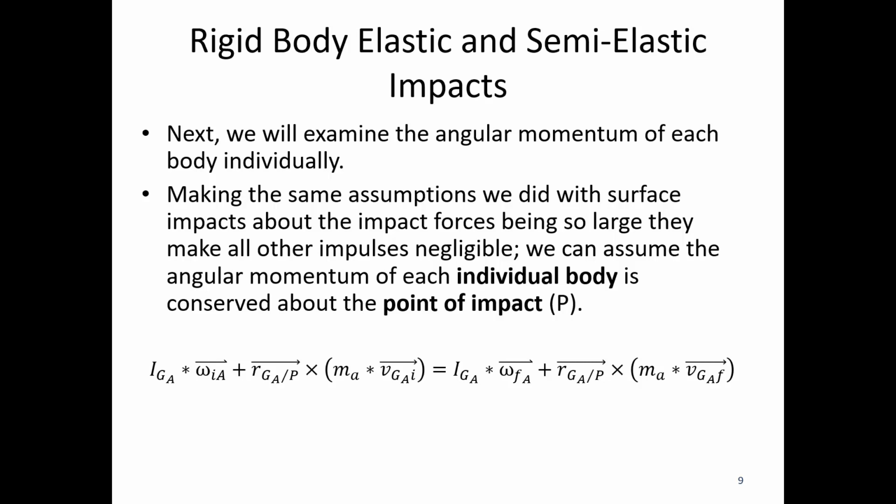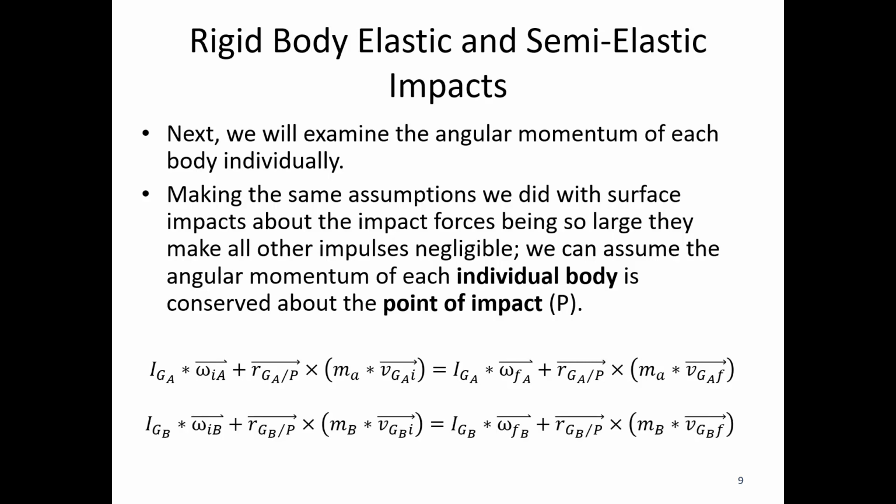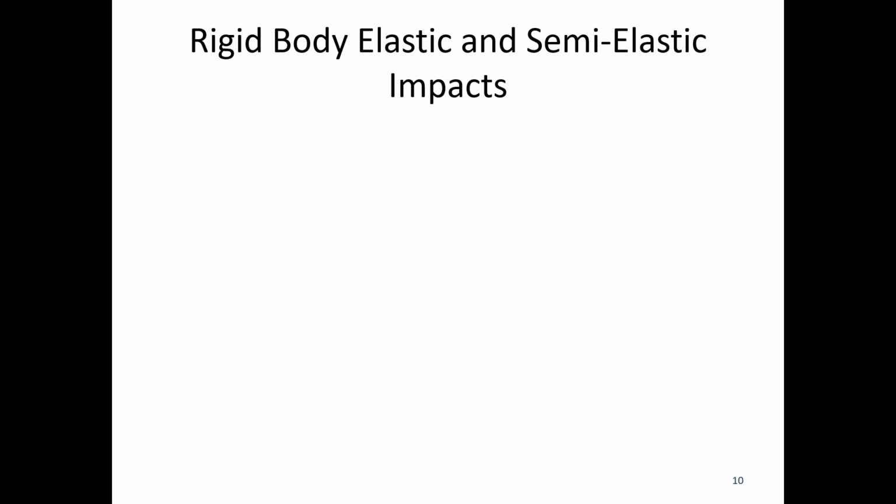And so it's going to be conserved for body A, and it's going to be conserved for body B. And this is going to be 2 more equations that we can use. So this is a very similar approach to what we used with the surface impacts. We've just split it up. We've got body A and body B separately in this situation. So 5 equations now, 1 more to go.